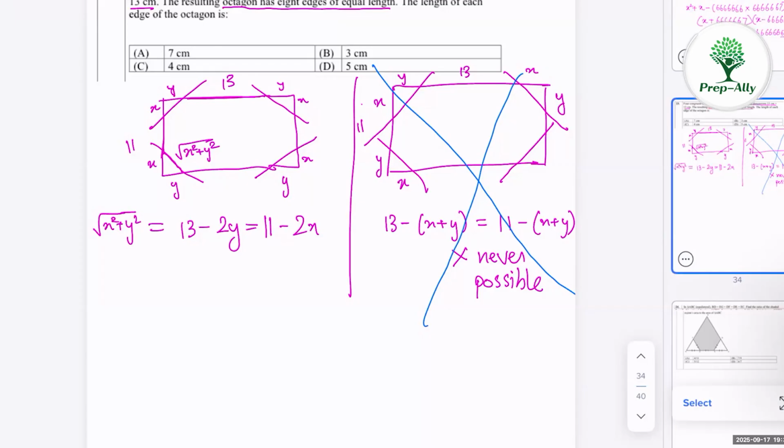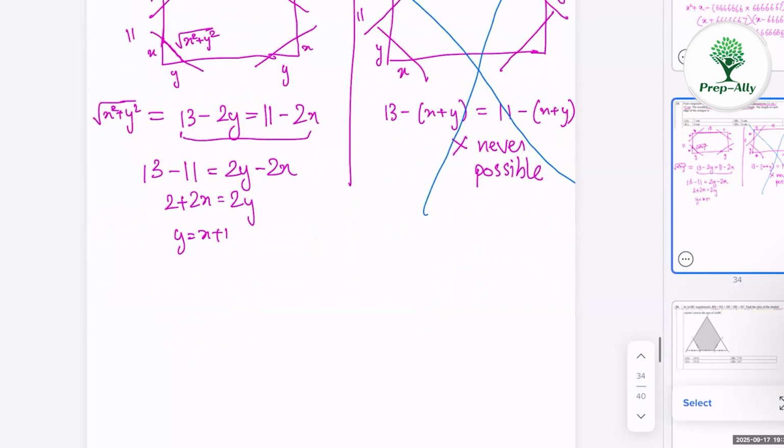So from here, we get 2y equals 2 plus 2x, right? Let's write this down properly. We have 13 minus 11 equals 2y minus 2x. So we have 2 plus 2x equals 2y. So here y equals x plus 1.